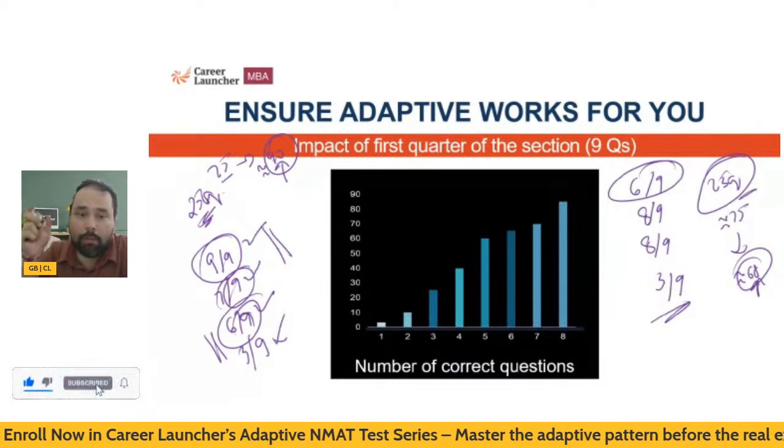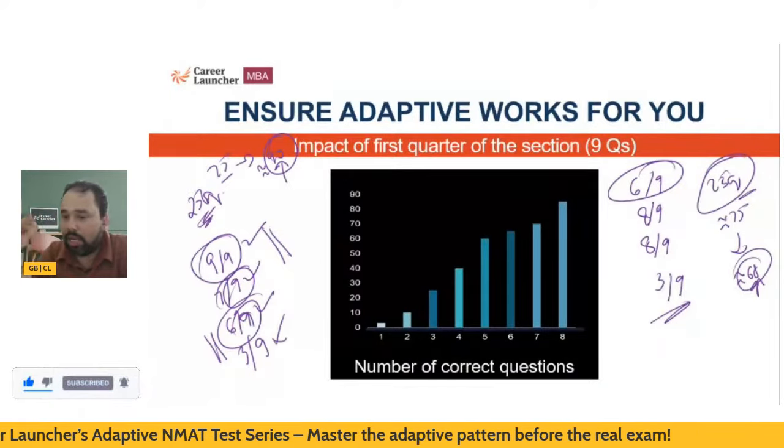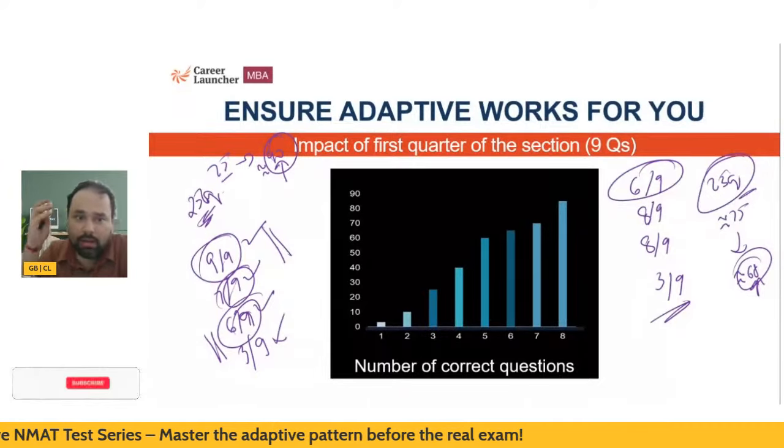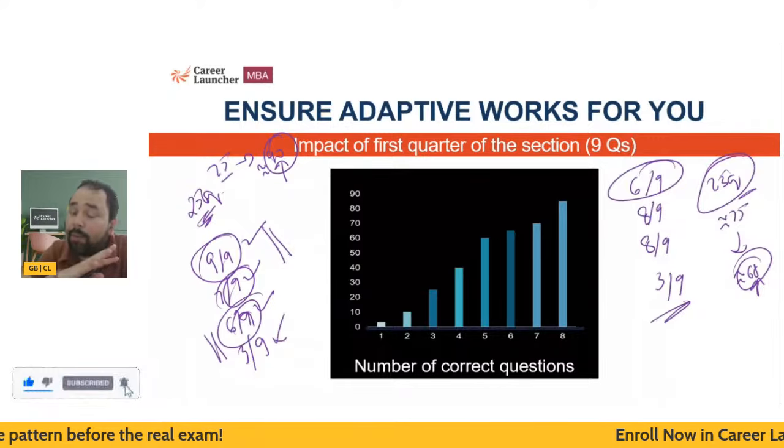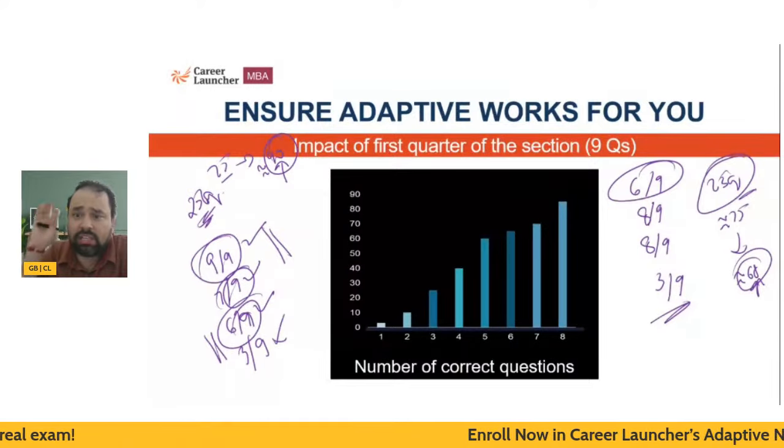Generally, people don't talk about this. It's an adaptive exam. It's not like CAT. It's not like ZAT. जहाँ पे चाहे लास्ट के 3 क्वेश्चन राइट करो या फर्स्ट के 3 क्वेश्चन राइट करो 9 ही मिलना है, यहाँ पे वो नहीं होगा. I hope this is clear. Okay.